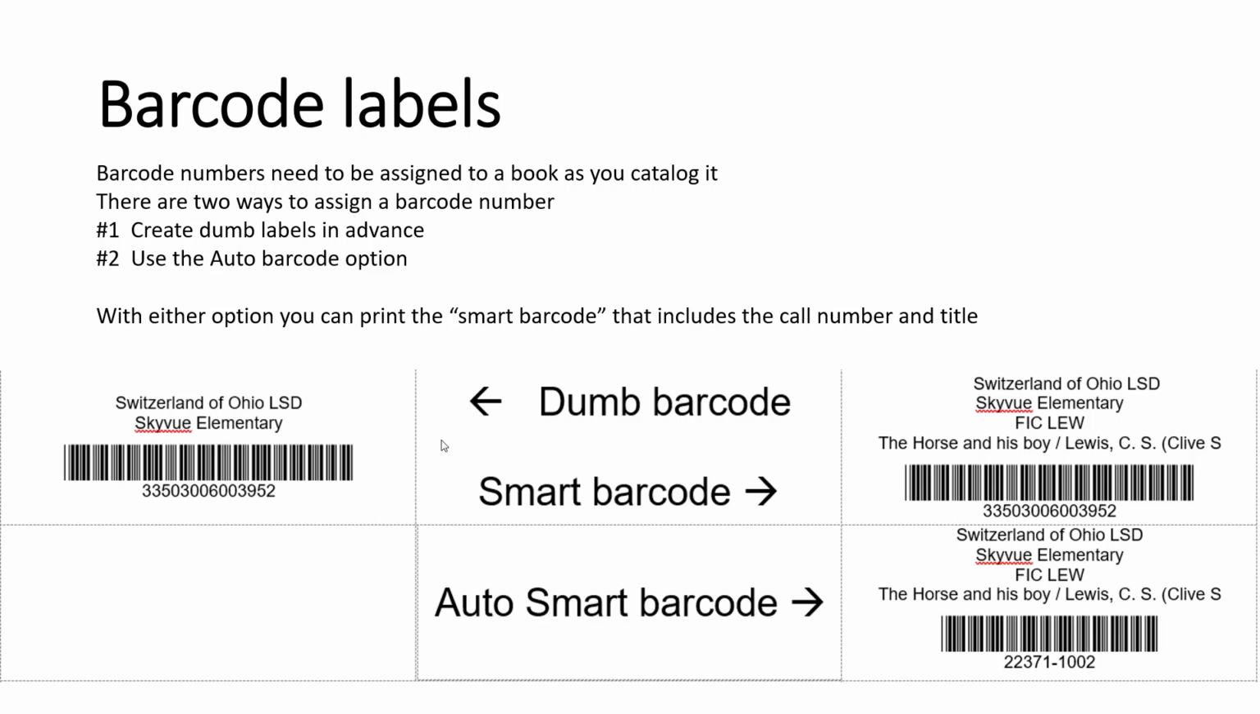You can create the barcode labels in advance. These are known as dumb barcodes. You notice on the left, the dumb label just has your district, your building, and the number, nothing else. Then you have what's called a smart barcode, and those are on the right. Those have your building, the call number, and the title of the book, as well as the barcode.